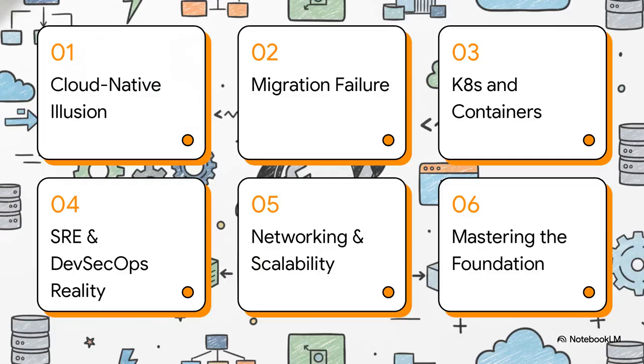So here is our roadmap for today. 1. The cloud-native illusion. 2. Anatomy of the migration failure. 3. Unmasking Kubernetes and containers. 4. SRE and DevSecOps reality. 5. Linux networking and scalability. And finally, 6. Mastering the foundation.